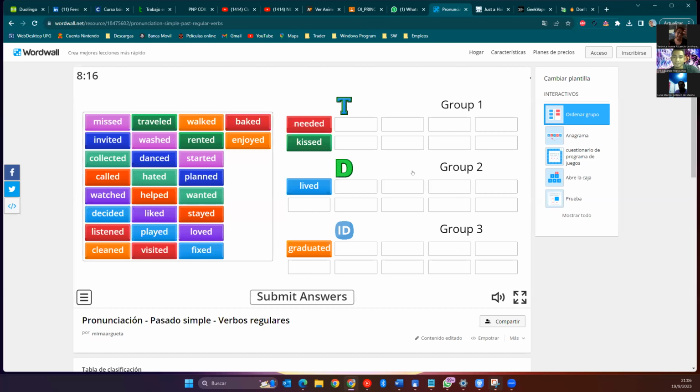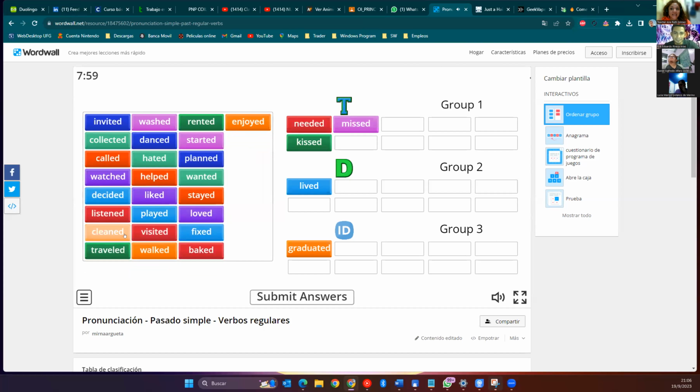Cierto, con doble S. Sorry? It's correct, double S. Okay, okay. Pay attention to need. Need is not over there, because need is needed. Exactly, needed.